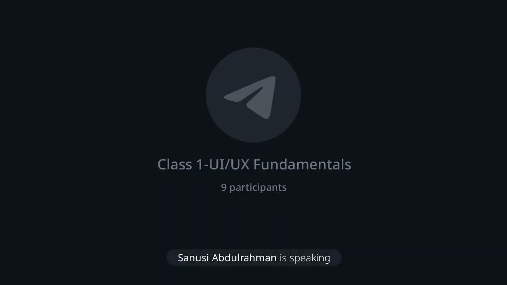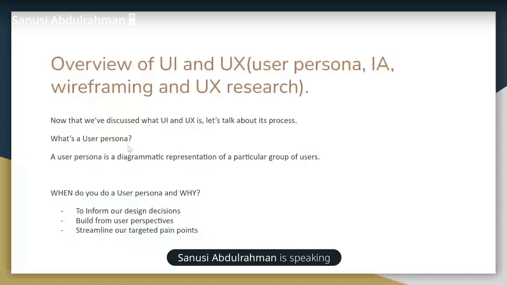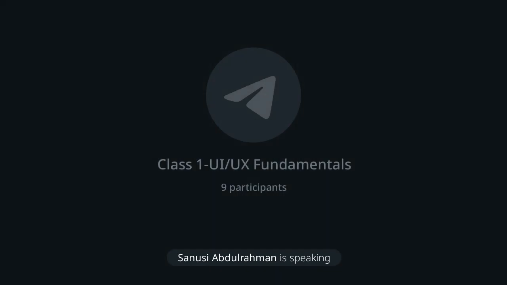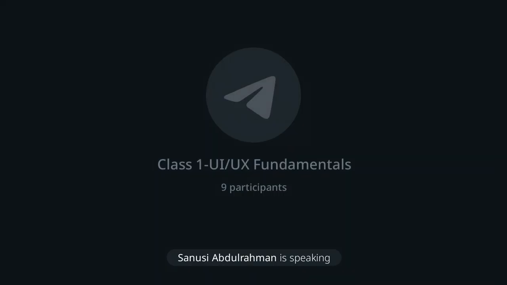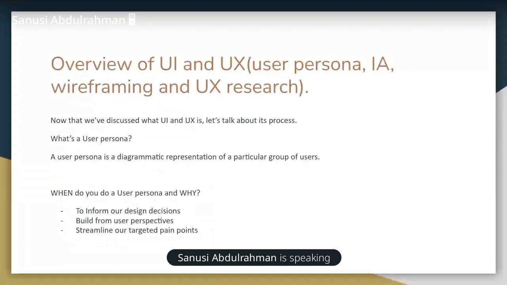So what's a user persona? A user persona is a diagrammatic representation of a particular group of users. So I'm designing a product, let's say an e-commerce product as an example. Okay, let me use a B2B product as an example. I'm designing for business owners, probably farmers that sell their produce on the platform. I also have other users who buy those produce from the farmers.